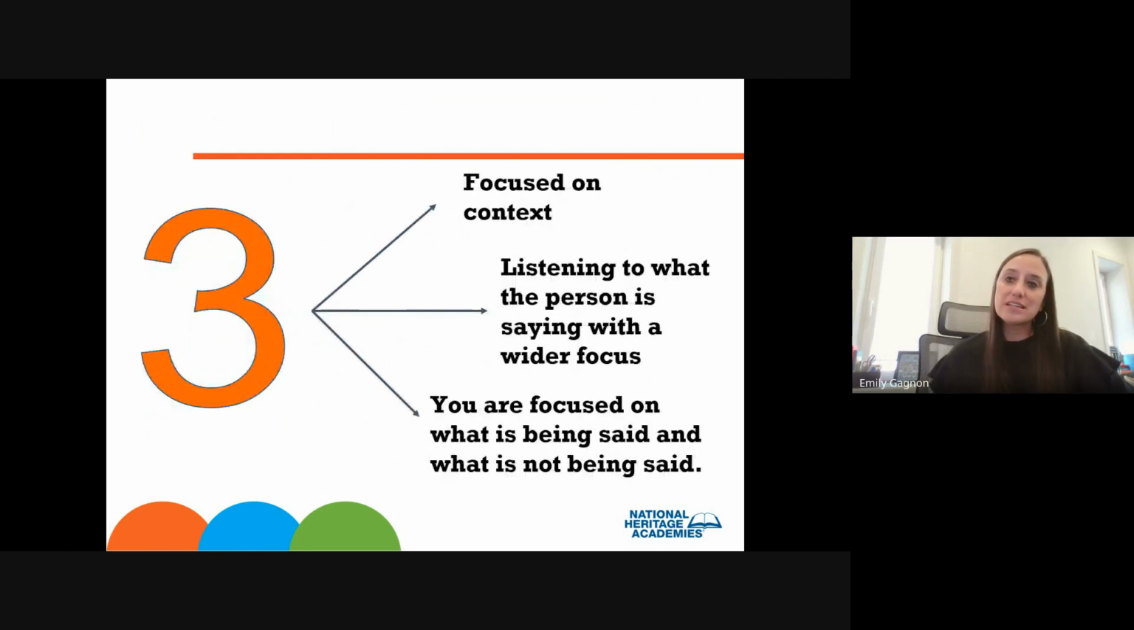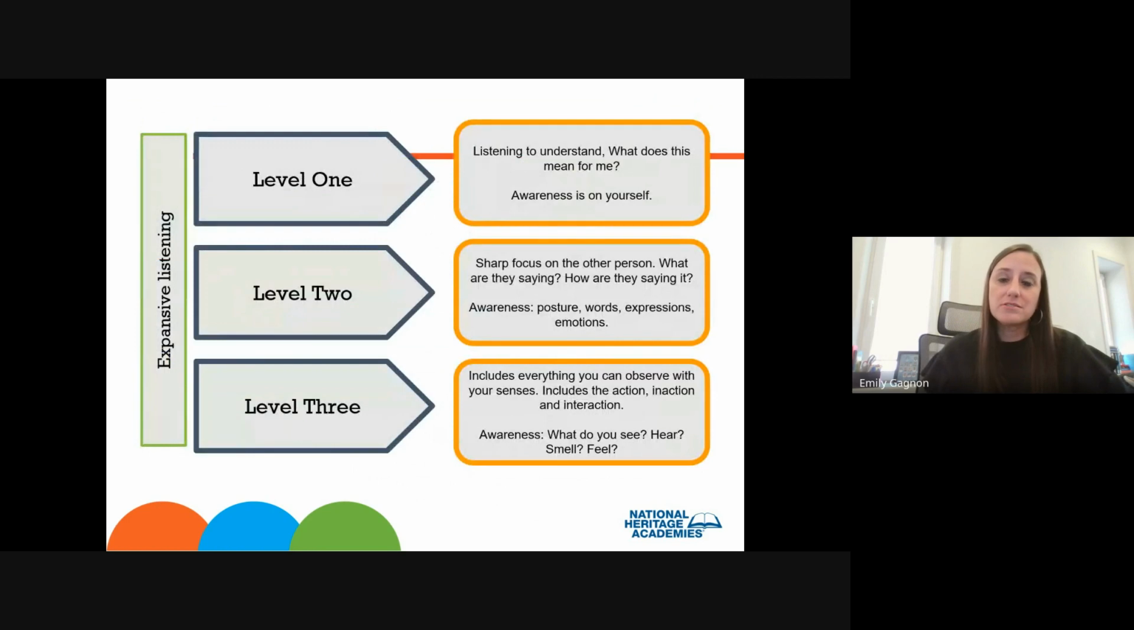And in level 3 listening, we listen with everything we can, observe with our senses. So what you see, hear, smell, and feel. You are aware of the energy and you can feel the tone. So in summary, level 1 is listening to understand, and what does this mean for me? In level 2, you have a sharp focus on the other person. What are they saying? How are they saying it? And in level 3, it includes everything that you can observe with your senses.